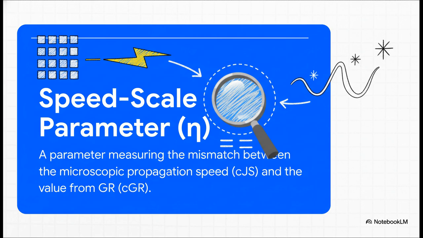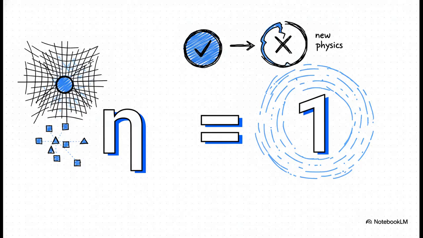It's called eta. You can think of it as a reality check parameter. It's just a simple ratio comparing the speed of light in this new pixelated theory to the speed of light in general relativity. Are they identical, or is there a tiny difference? Now, general relativity makes a very clear, very simple prediction. Eta has to be exactly 1, period. No deviation, no wiggle room. So that's our baseline. Any measurement that shows eta is not 1 would be a huge sign of new physics.